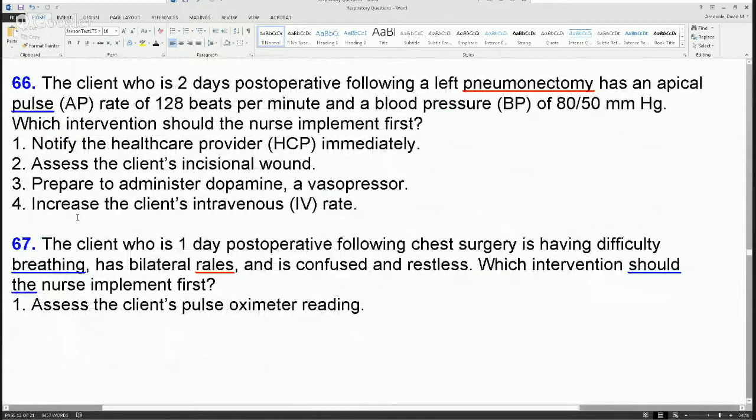All right, Jeff, we're back to you. A client 2 days post-op following a left pneumonectomy has an apical pulse rate of 128 per minute and a blood pressure of 80/50. What intervention should you implement first?